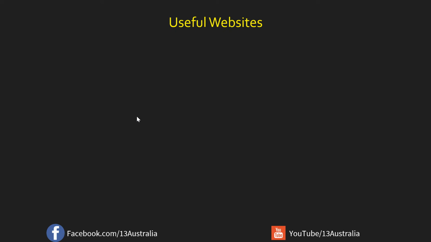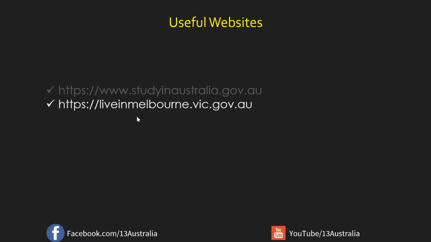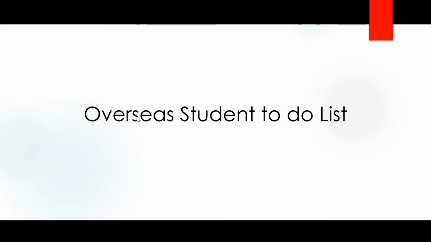Now these are some useful websites that might be able to help you, especially for students. You can check this website, studyinaustralia.gov.au. And if you live in Melbourne, Melbourne.vic.gov.au. You can find the same thing for Sydney, Perth, Brisbane, and other states as well. And that's all about the useful websites.